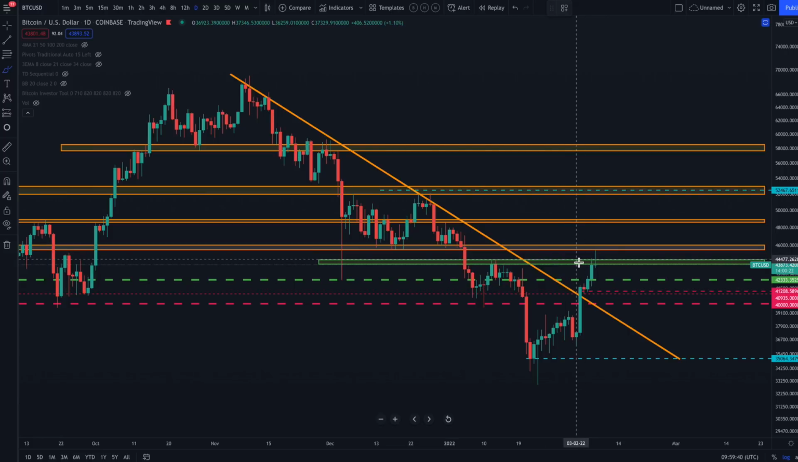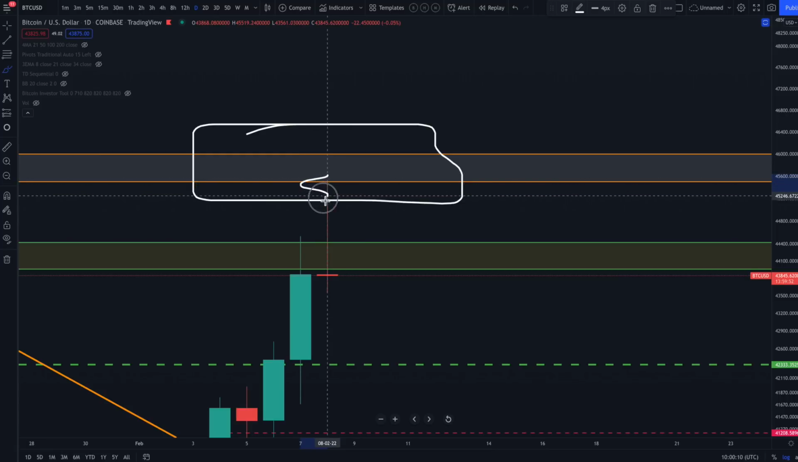And in the previous videos, I said that once we break up here, the first point of resistance is going to be the $45,500 to $46,000 mark. And if we have a look closely here, the price came up to the $45,500 and it's now retreated back down, creating this current daily doji candle.